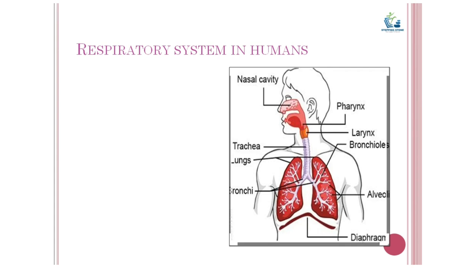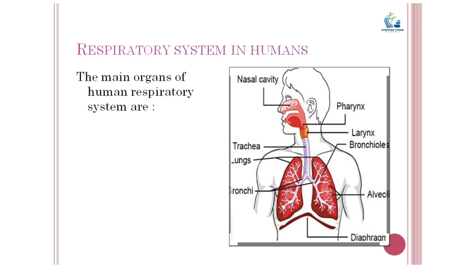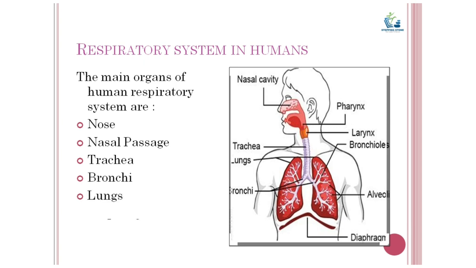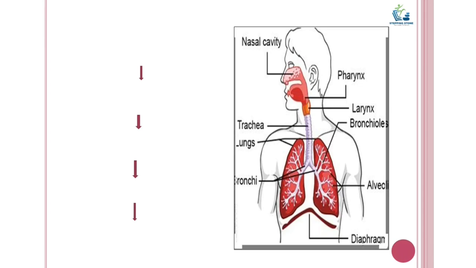Respiratory system in humans. In human beings, many organs take part in the process of respiration. The main organs of the human respiratory system are the nose, nasal passage or nasal cavity, trachea, bronchi, lungs, diaphragm, and alveoli. The human respiratory system begins from the nose.